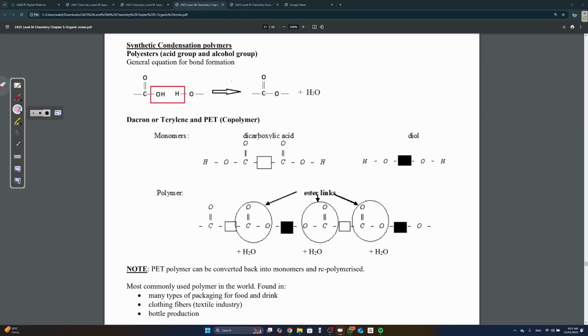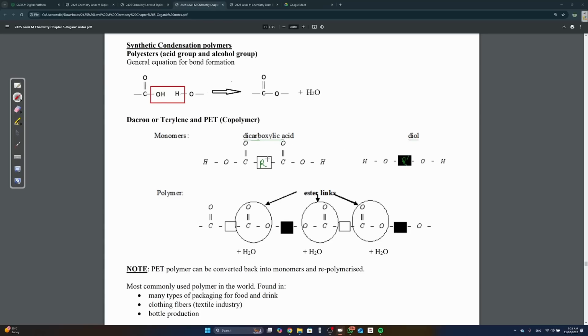Let me explain what they wrote here. This square stands for R, by the way, and this other square stands for another R. We can just call it R prime. I like to denote it as R and R prime, but they use boxes, which is fine. I don't like doing it. But they call it dicarboxylic acid and diol.